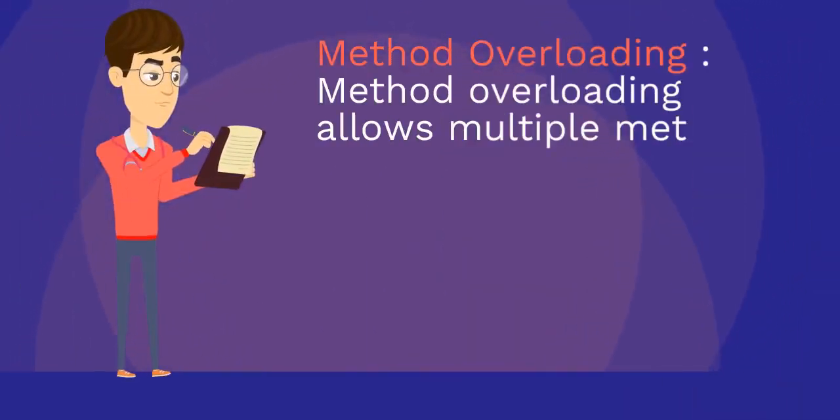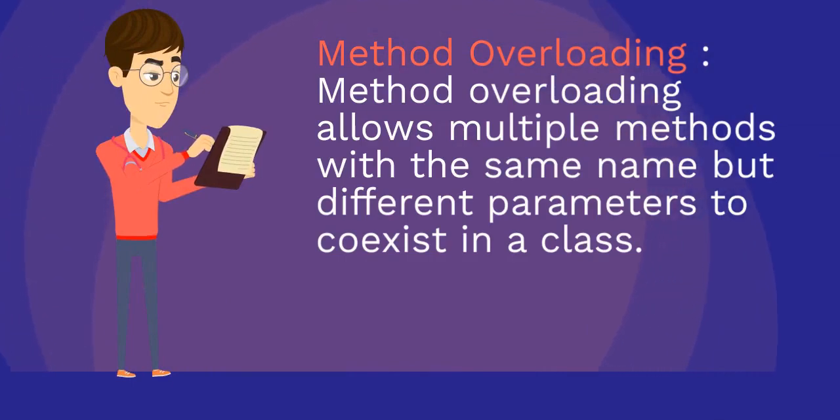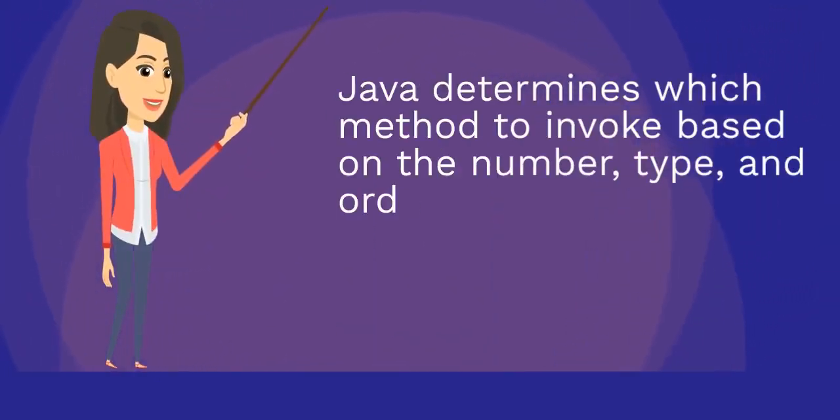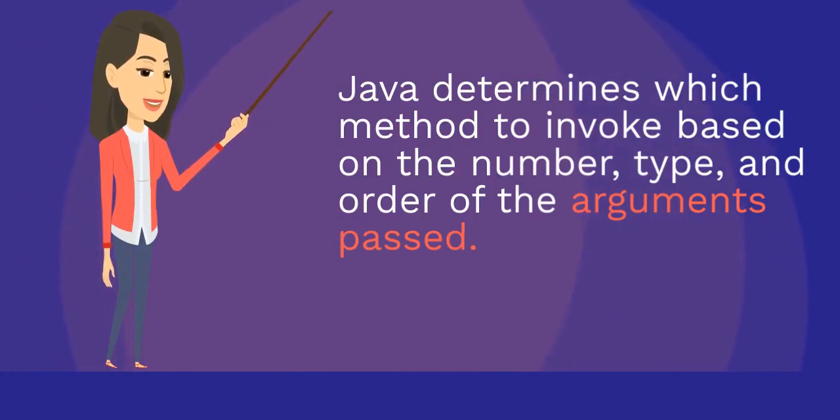Method overloading. Method overloading allows multiple methods with the same name but different parameters to coexist in a class. Java determines which method to invoke based on the number, type, and order of the arguments passed.